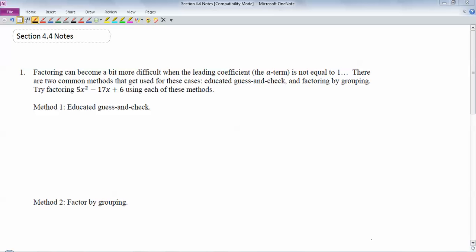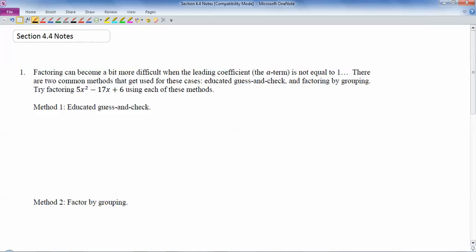Okay, so in this video, I wanted to review factoring, but the factoring problems are going to be a little more complicated. And the main reason for the complicated stuff is that now we're going to be factoring terms that say stuff like 5x squared instead of just x squared, which makes it trickier to do. So there are going to be two methods that we're going to use in class pretty frequently for this.